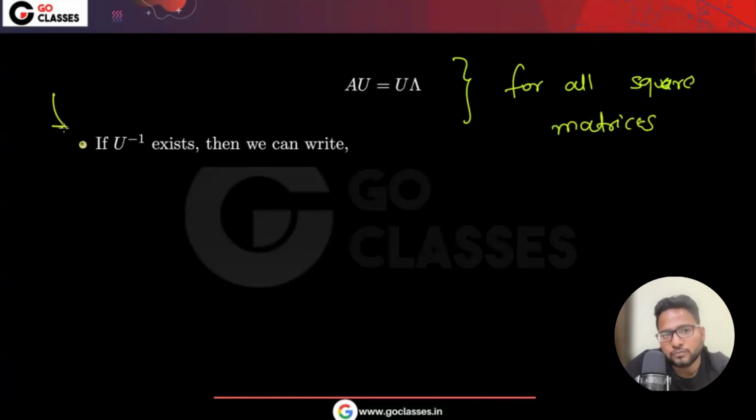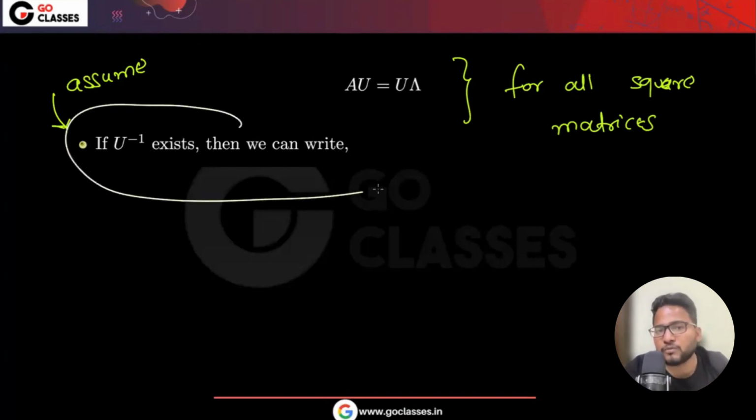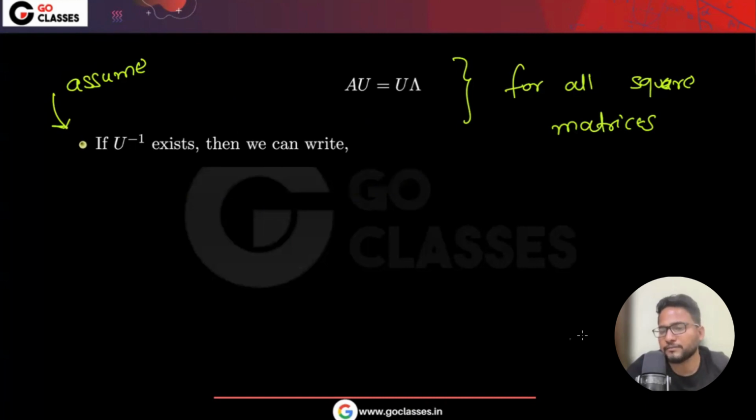Now let's have the first assumption here. Assume U inverse exists. What is U? Can anyone tell me what U is here? Anyone? Yes, U is a matrix of eigenvectors, right? Yes, Tejas, that is correct. U is a matrix of eigenvectors. So if U is a matrix of eigenvectors, and now I'm saying let's assume that U inverse exists, what does this mean actually?